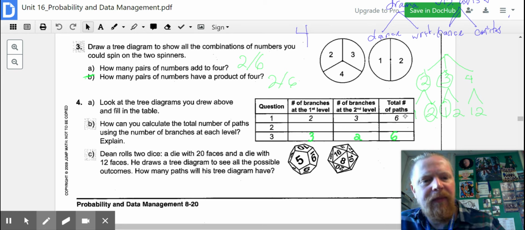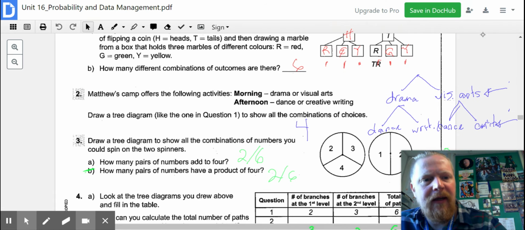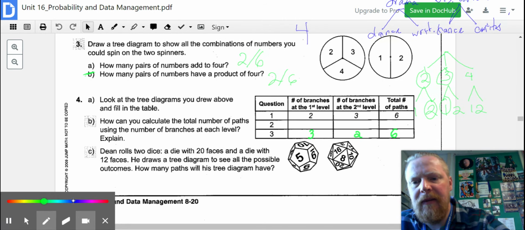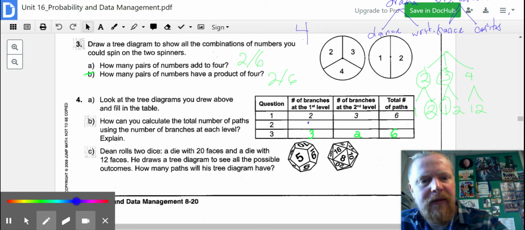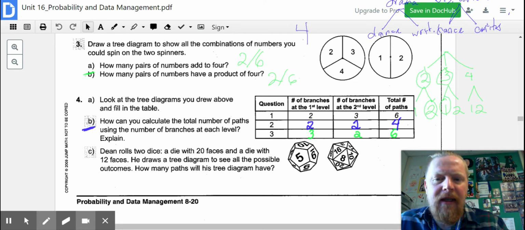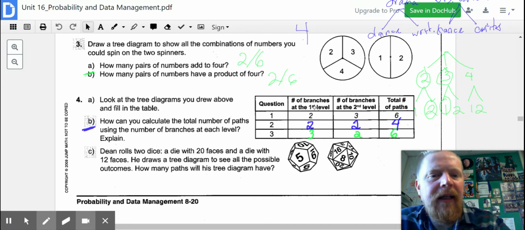Okay, now I'm going to go back up to the previous one here. That's this one here. There was 2 branches and then 2 branches. Okay, so let me go back to blue just to separate. There's 2 branches at the first level, morning and afternoon, and either dance or writing for the other one, and a total of 4 different outcomes. Part B says, how can you calculate the total number of paths using the number of branches at each level? And we're supposed to take a look at this chart here and say, is there a pattern in these numbers?